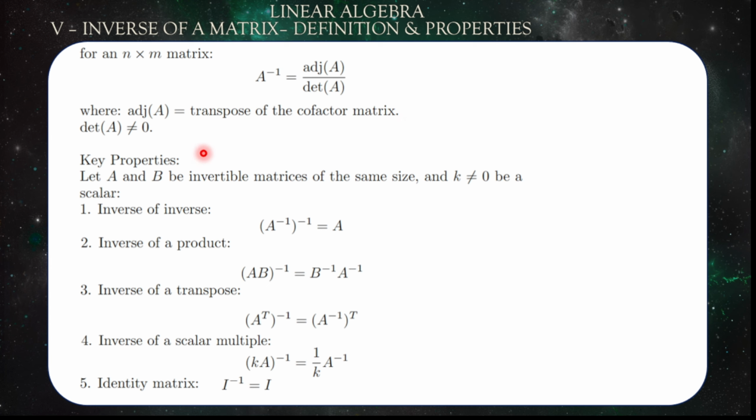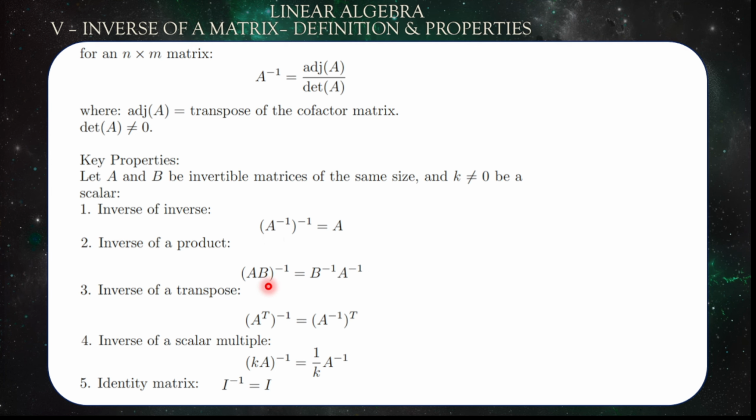Now, first of all, let's understand some key properties of invertible matrices. Let A and B be invertible matrices of the same size, and k, a scalar number, be different than 0. First of all, the inverse of an inverse gives us back the original matrix. (A^-1)^-1 gives us back the original matrix A. If you invert the inverse of a matrix, you get back the original one.